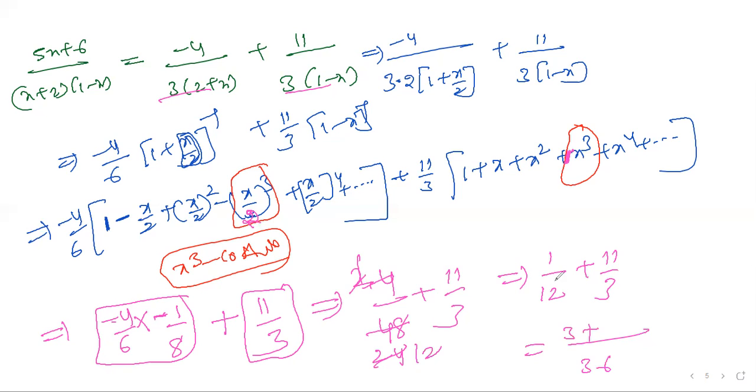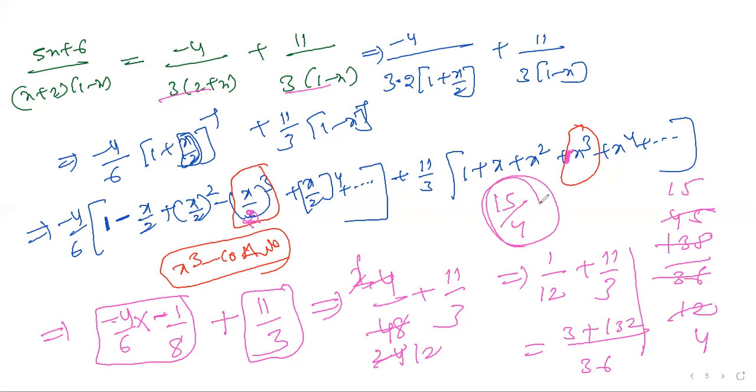12 11, 12 10, 120. 120 plus 12, 132. 132 plus 3, 135. 135 by 36. So this will become, 3 table is perfect. 3 12, 3 4 12, 3 5. Next 3 4, 15 12, 4. 3 15 by 15. Nothing will be there, right? The final answer is 15 by 4. Okay. Any doubt in this?